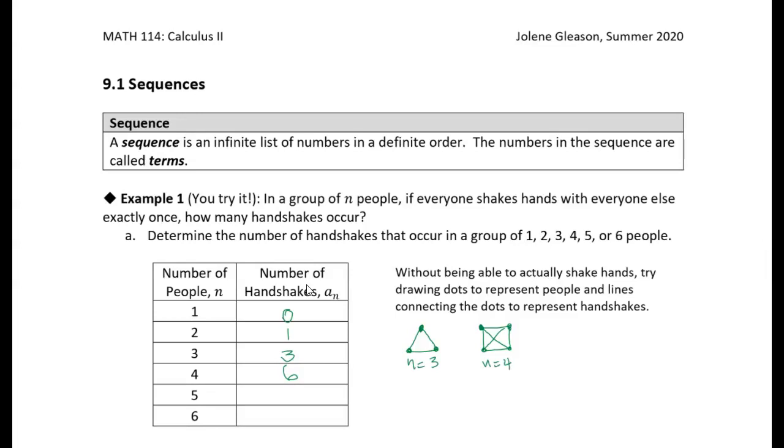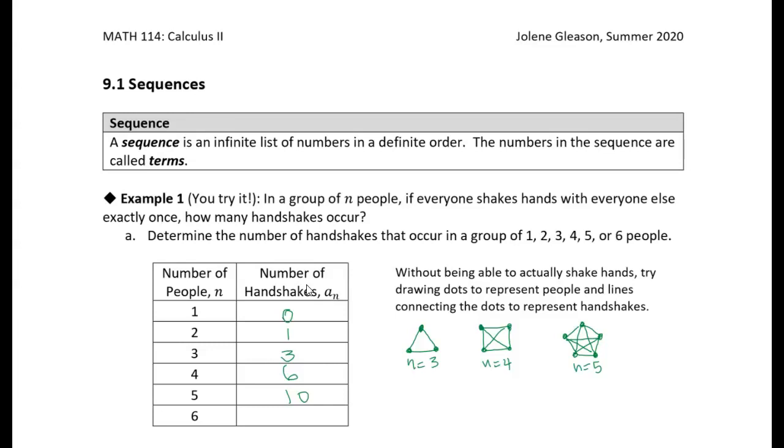All right, so let's try 5 people. So let me draw 5 dots. 1, 2, 3, 4, 5. Okay, so I'm just going to connect every dot to every other dot. So there's 1, 2, 3, 4, and then 5, 6, 7, all right, and then 8, and 9, and then finally 10. So for n equals 5, we have 10 handshakes. Okay. All right, one more.